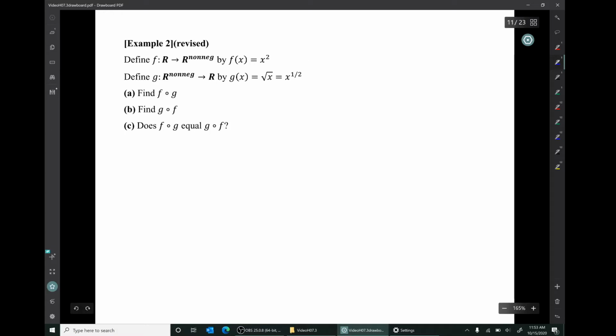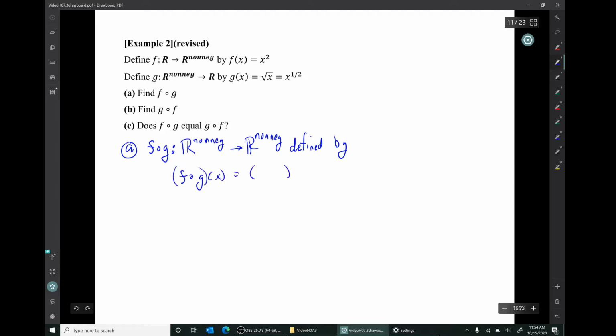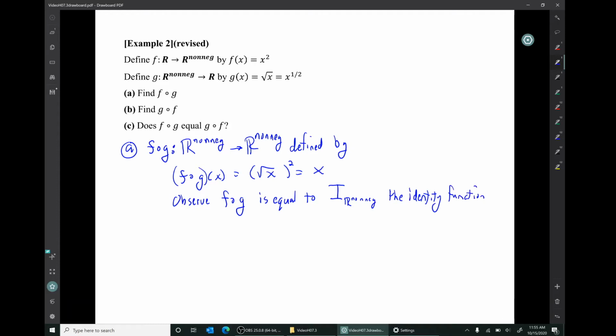The result of question A is the same as before. So the result is that f circle g of x is x. Now notice that this tells us that f circle g is the identity function on the set of non-negative real numbers, because whenever you feed an x into that function, you get an x out.